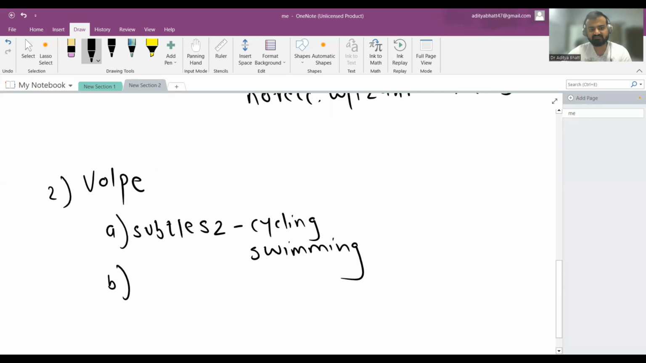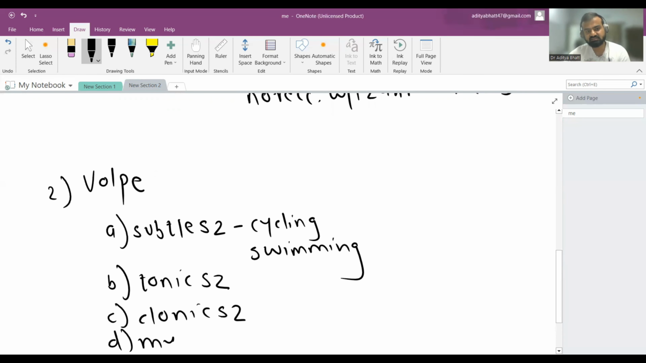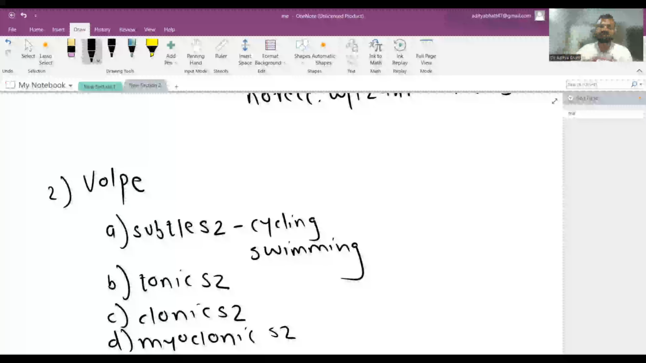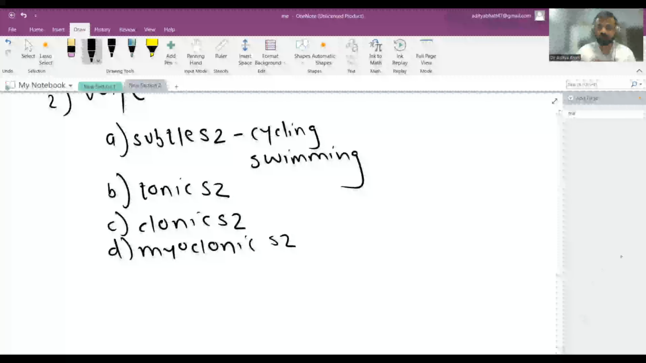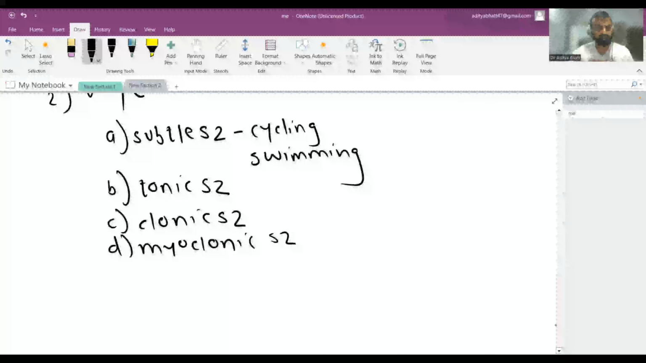Then the other type of seizures are the tonic seizures. Then there are clonic seizures, and there are myoclonic seizures. Okay, myoclonic seizures are sudden jerk-like movements, and they are associated with very poor prognosis. Okay, the third is absence seizure.